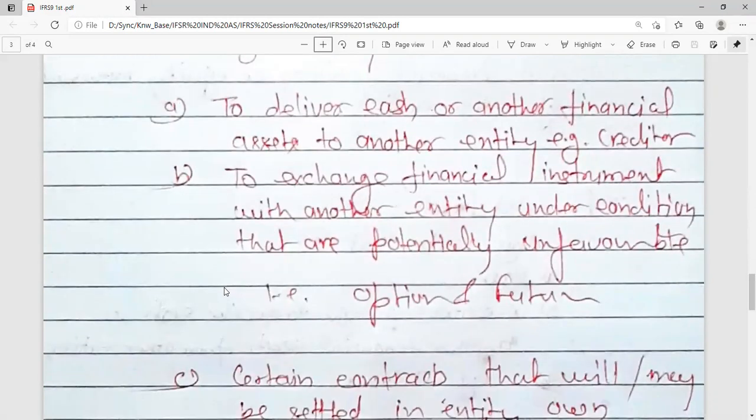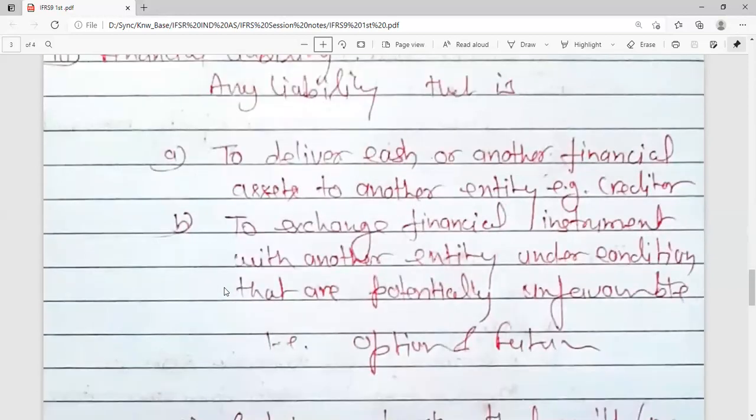In terms of HSBC, this covers the deposit from customer, and exchanging financial instruments with another entity under conditions that are potentially unfavorable. Again, this is covered by the example of put option and future. In any option, like we sold a put option, not purchased. A put option is the right to sell.